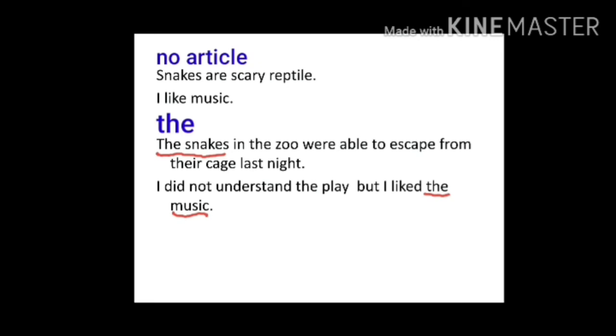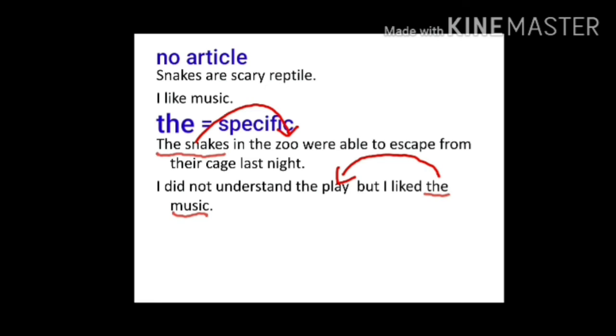I'm sure you can. Part of the rule is going back again to the rule of specificity, wherein we are going to use the for specific nouns, and thus in your third and fourth sentences, the snakes are very much specific because you are referring to the snakes in a certain zoo, and the music on the fourth sentence is also specific because you are referring to the specific music that is used in the play.